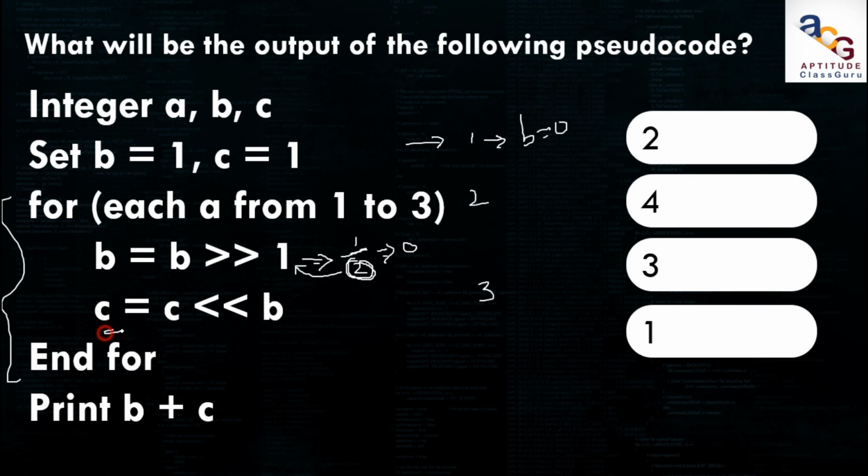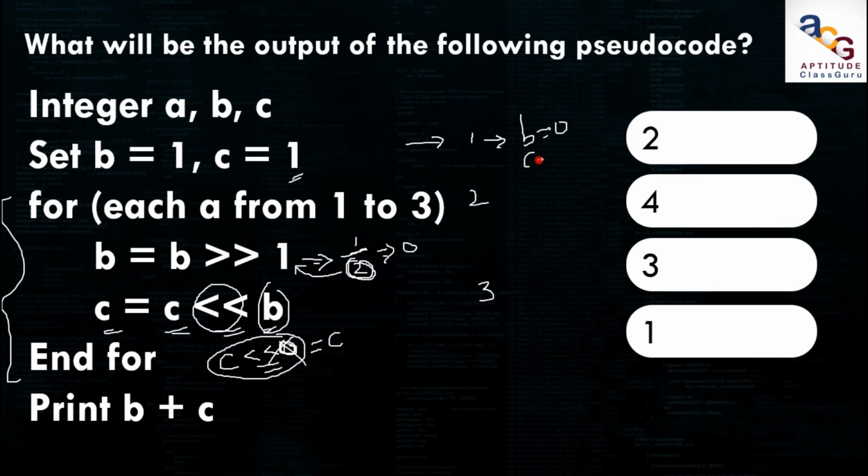And what about the c value? c equal to c left shift b. What is the value of b now? It is 0. So what is c left shift 0? c left shift 0 equals c itself. Why? Because the left shift operation is by 0 bits. So c doesn't change. What is the value of c?